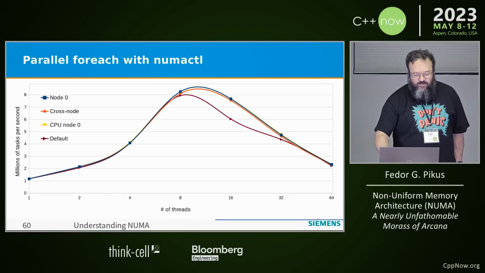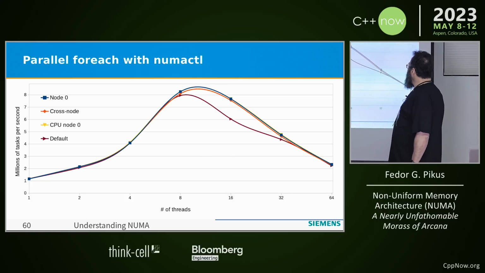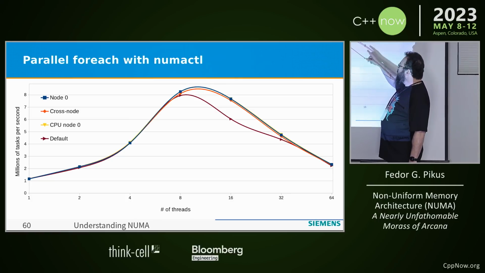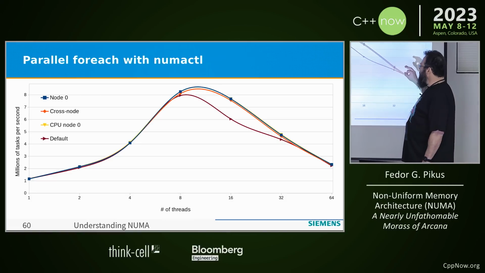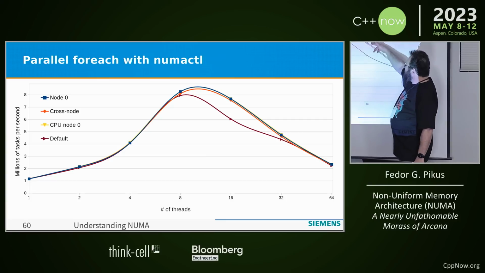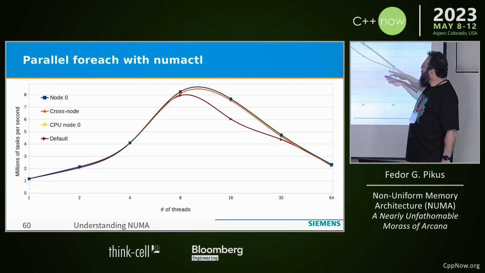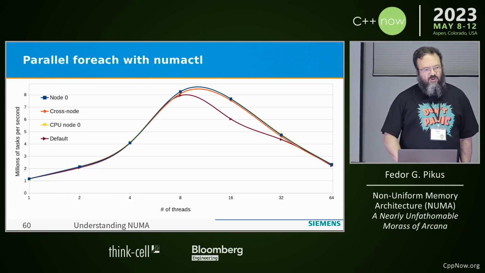Okay, I can do these numactl tests. I can lock just the CPU to a node. I can lock memory to a node. I can lock both to one node. So I get these differences in my parallel for each performance. It's enough to tell me that I have a problem. It's not enough to actually tell me anything useful about where it is.